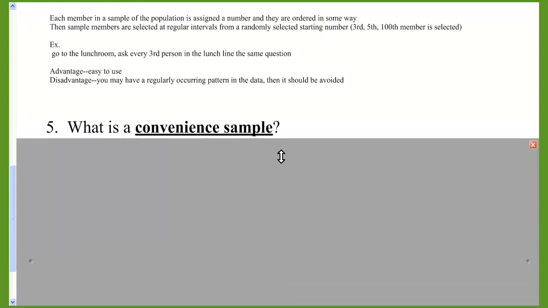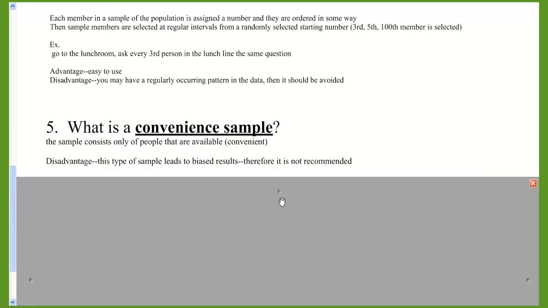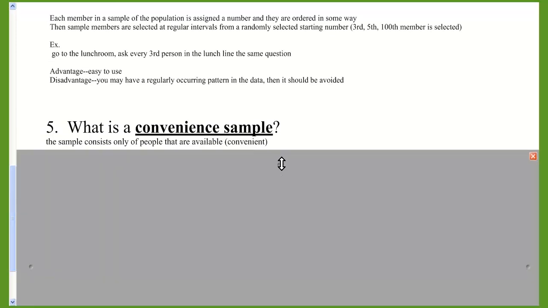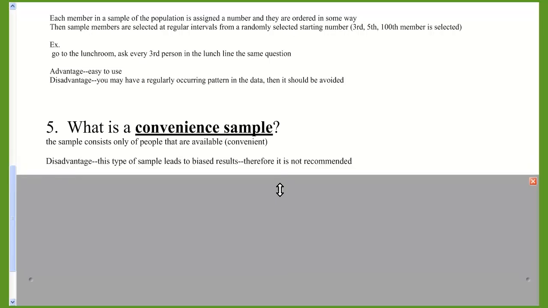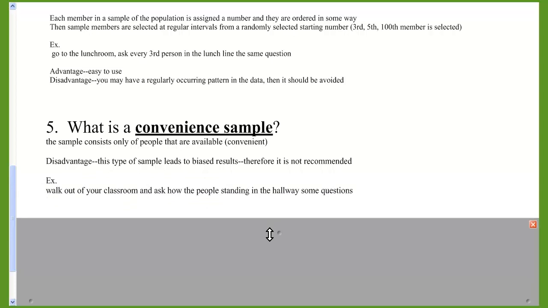The last one is a convenience sample, and convenience means that you just take whoever's available. Like if I was coming out of my house and somebody was walking down the street, I just ask that person because they're convenient for me to ask. The disadvantage is this type of sample leads to biased results, and it's not recommended.